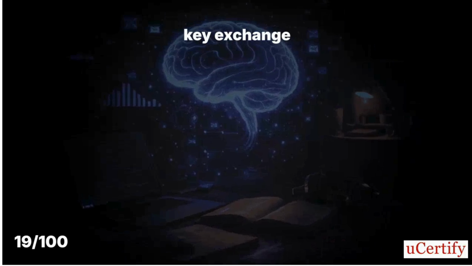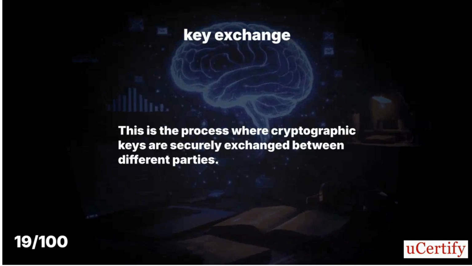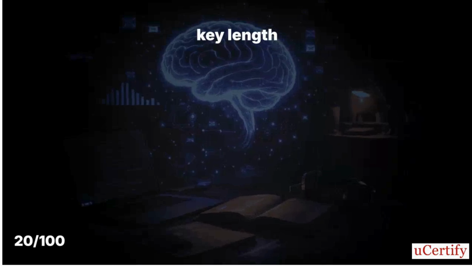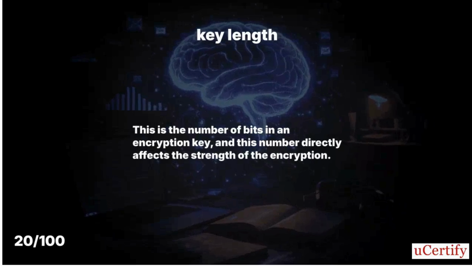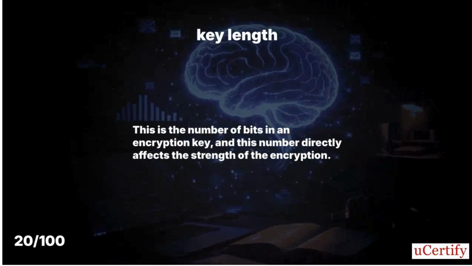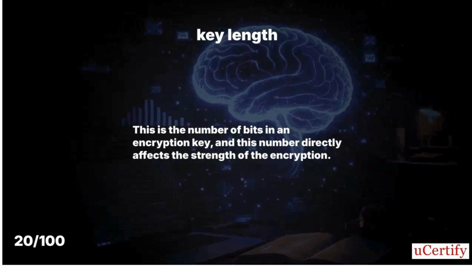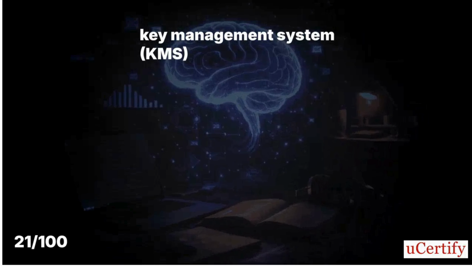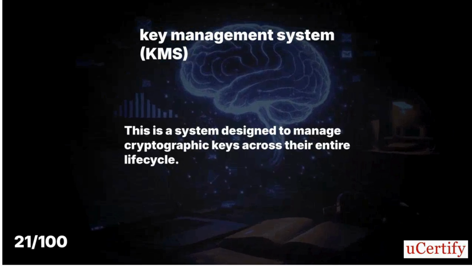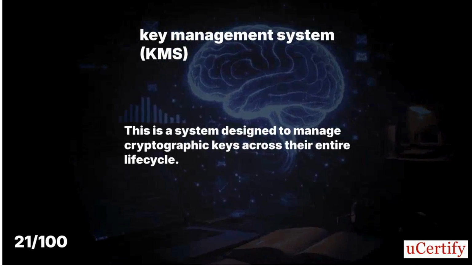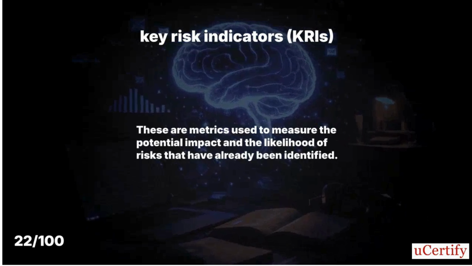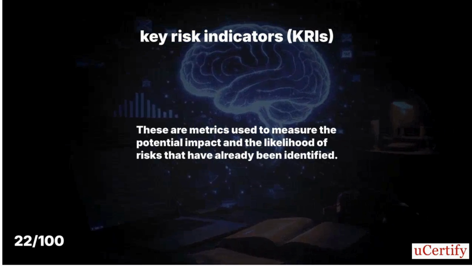Key exchange. This is the process where cryptographic keys are securely exchanged between different parties. Key length. This is the number of bits in an encryption key, and this number directly affects the strength of the encryption. Key Management System, KMS. This is a system designed to manage cryptographic keys across their entire life cycle. Key risk indicators. These are metrics used to measure the potential impact and likelihood of risks that have already been identified.